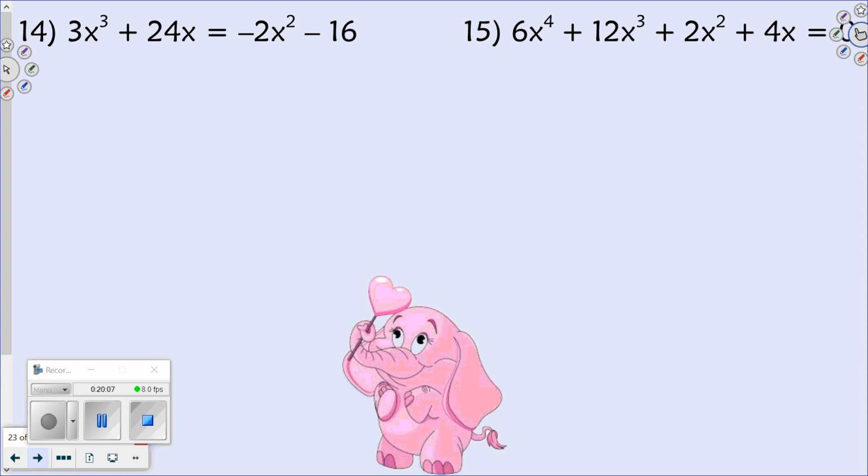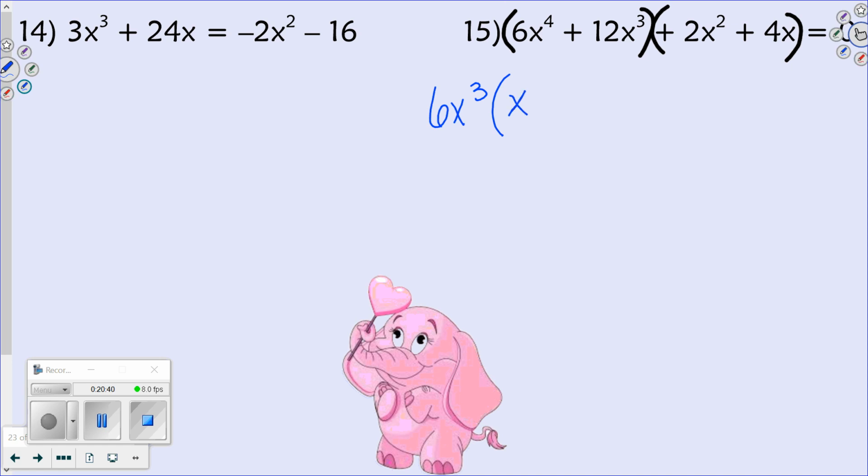All right, let's take a look at 15. We're going to skip 14. Let's look at 15. So 15, it's already set equal to 0, right? Okay, it's already set. We're going to group the first two and the last two. GCF in the first set? 6x cubed, not 3.